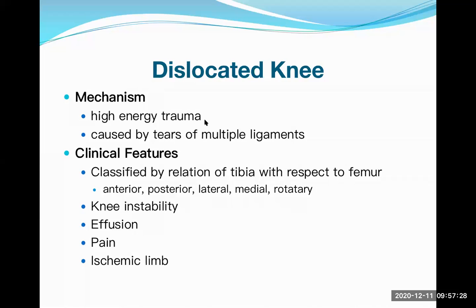Tibiofemoral and patellofemoral. Good, good. So this is the tibiofemoral articulation and the patellofemoral articulation. Articulation is a joint. This is another term. So this is a bit of a complicated joint, a compound type of joint. That's why we need a high energy trauma to dislocate it. And it is dislocated only if tears of multiple ligaments occur in the knee joint.